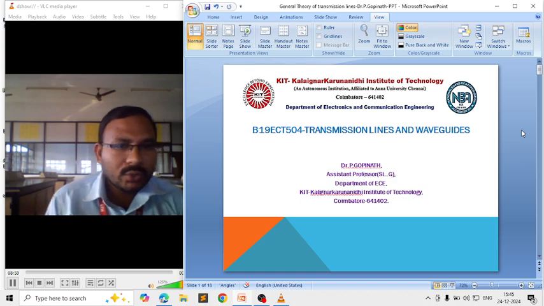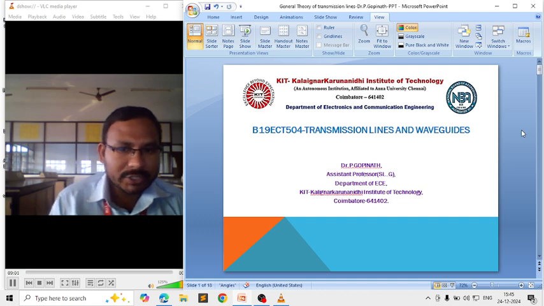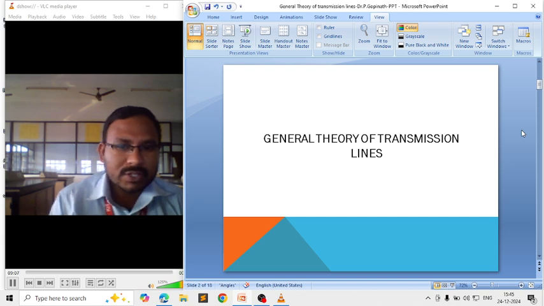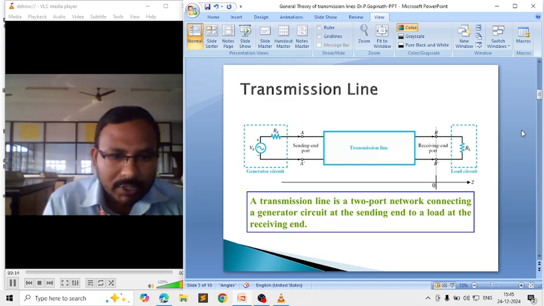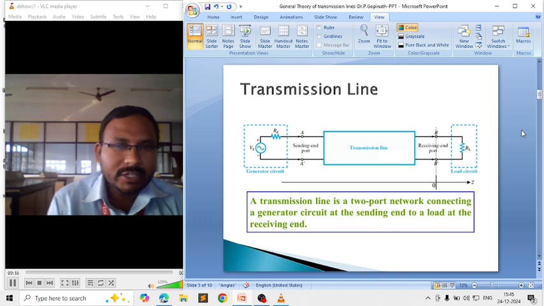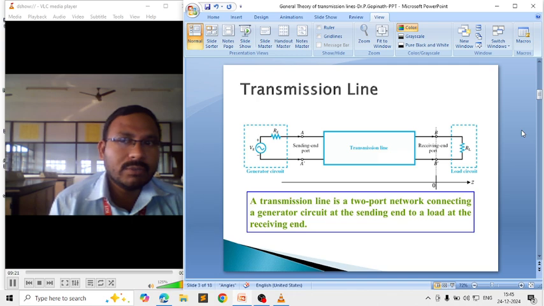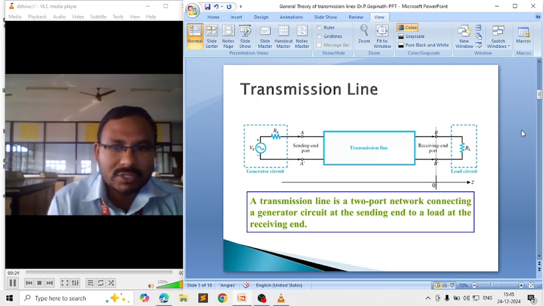Today we are going to discuss the subject transmission lines and waveguides. The first title is the general theory of transmission lines. Generally, why are we using transmission lines? We are communicating electrical information, converting and carrying it from one place to another place. This is the transmission line diagram. It consists of a two-port network connecting a generator circuit at the sending end to a load at the receiving end.